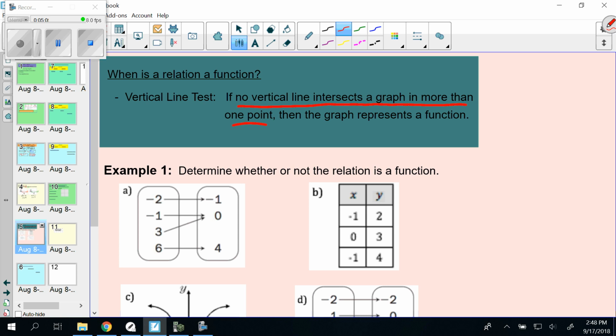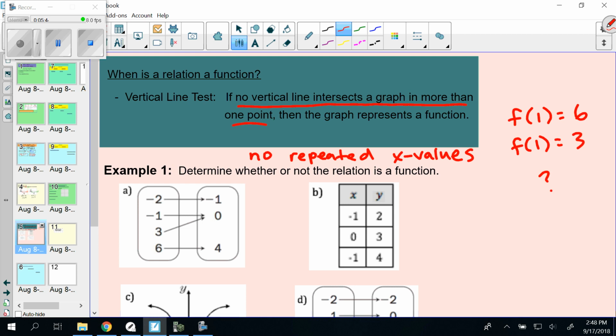Another way of saying that is there should be no repeated x values. Because if you have a repeated x value, that means that x goes to two different y's. And in a function, we should always know if you plug in something, like if I plug in 1, I should only get one number out. There shouldn't be two choices that 1 can equal. Otherwise, we don't know what f of 1 is.